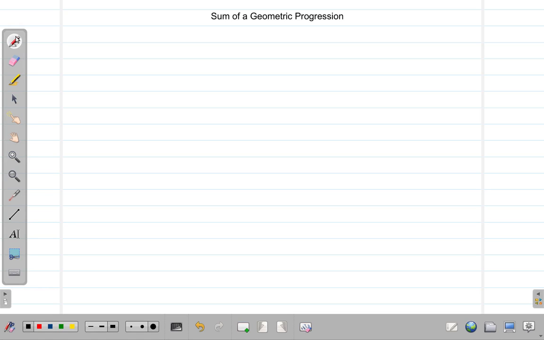Let's talk a bit about the sum of a geometric progression. Remember, the terms of a geometric progression are a, then a times r, where you multiply by the common ratio r. So a is the first term, you multiply by the common ratio r, you get ar. For the second term, to get the third term, you multiply the second term by r.